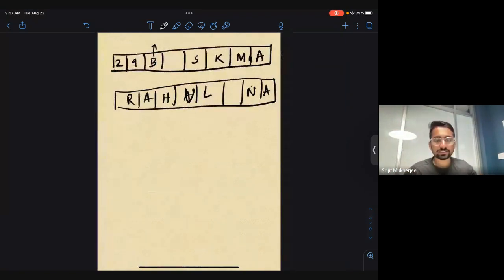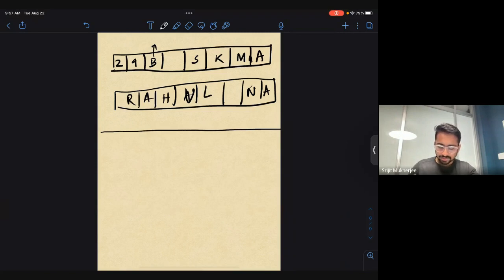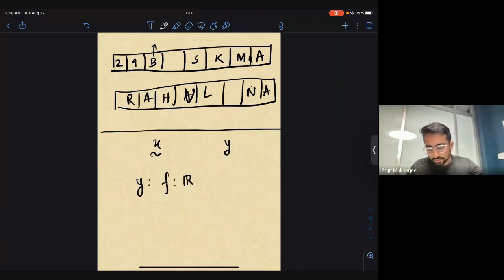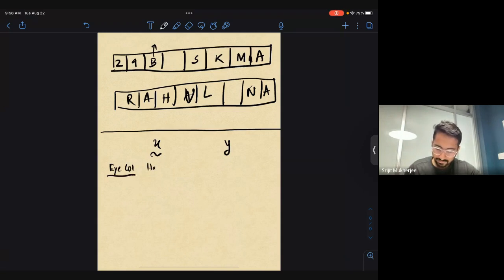So the goal of supervised learning is therefore, what is supervised learning? Supervised learning is nothing but you have data, you have the features x, and you have the response y. It's not a vector. This y is nothing but a function from R to the power n to some set S. For example, if I collect your eye color, your height, your weight, your hair color, and which country or continent you are in, let's say I collect this data set.